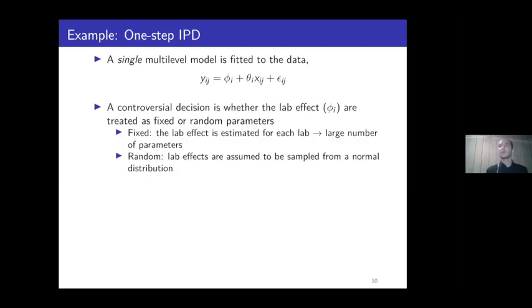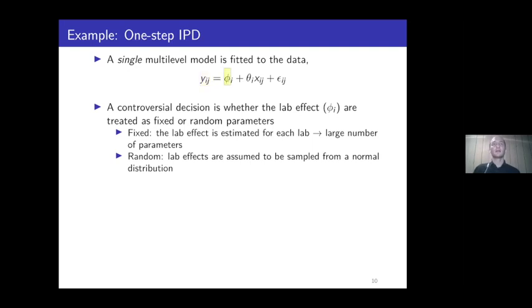Then for the one-step IPD meta-analysis, we now fit a single multi-level model to the data. It looks very similar to what we saw before, but now we have the Yij, where i now refers to the lab.